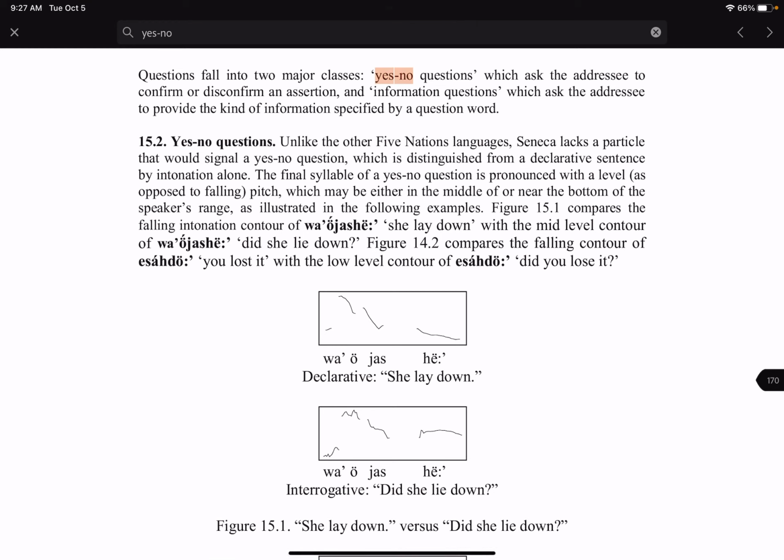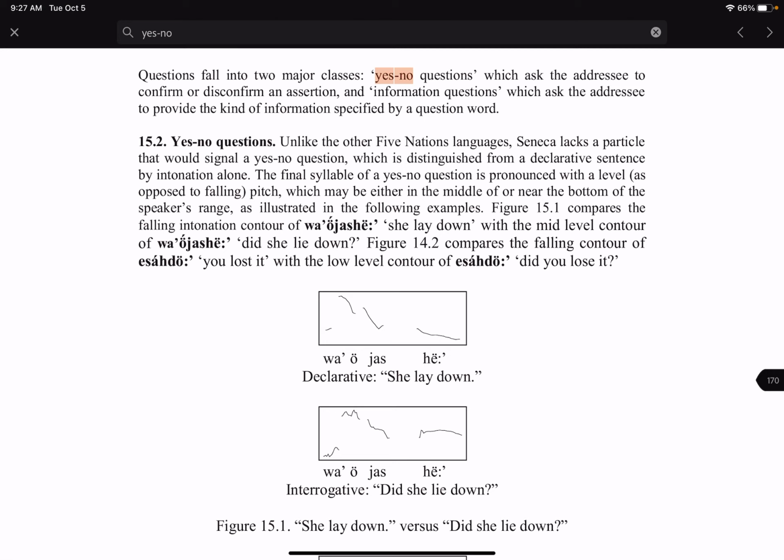where in the grammar book he talks about yes-no questions and how we don't have the ge. But also he distinguishes the difference between a statement and a yes-no question. So the first one he's doing is wa onjas han. She laid down. Wa onjas han. But then he shows how the sound pattern is different if you ask it as a yes-no question. So wa onjas han. He gives that example.